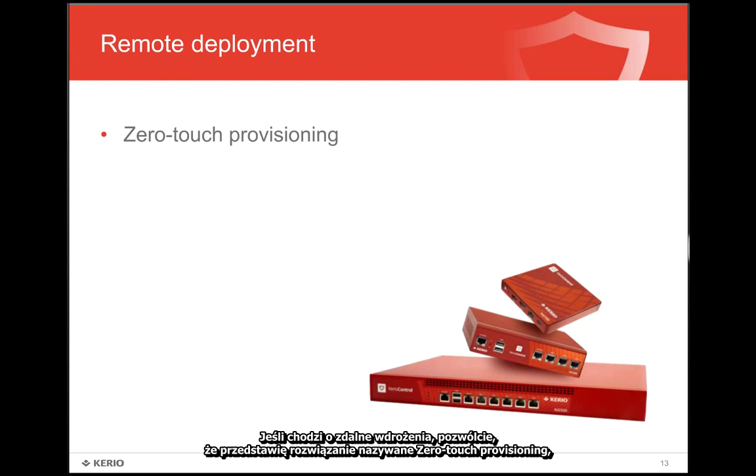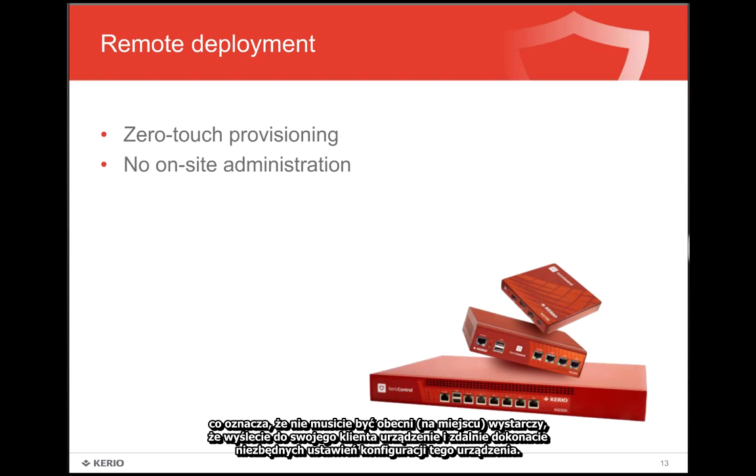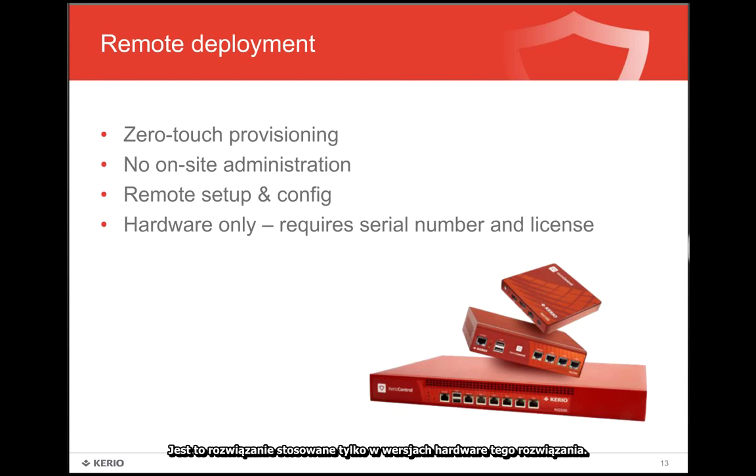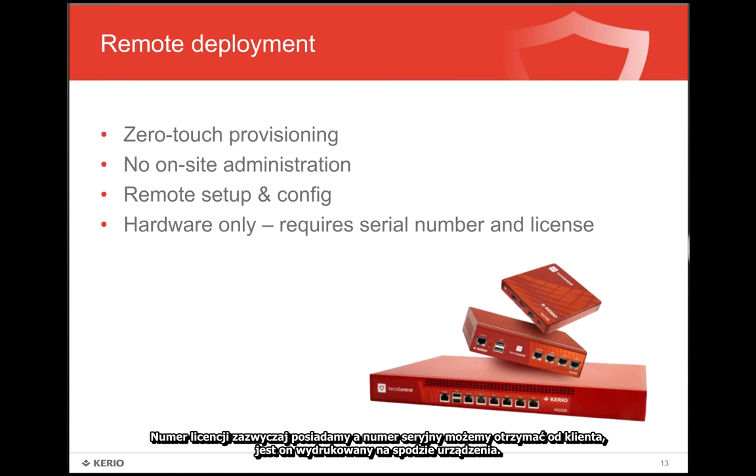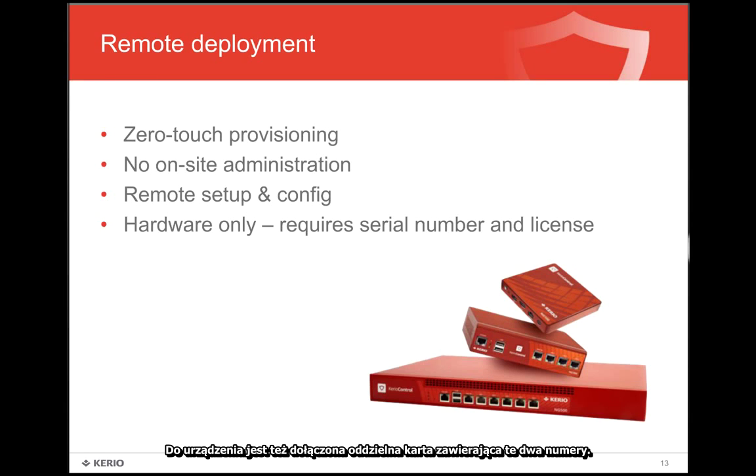When it comes to remote deployment, we have to talk about zero-touch provisioning, which means there is no need for you to go on site. You just send the Kerio Control hardware box to your customer, and you can remotely set up and configure this hardware box. This is for hardware only. This requires the knowledge of the serial number and the license number. Normally you get informed about the license for your customer, and maybe it is one phone call where your customer tells you the serial number of the box itself. It's printed on the bottom, or there is a separate piece of paper inside the box where the serial number and the license number are listed.